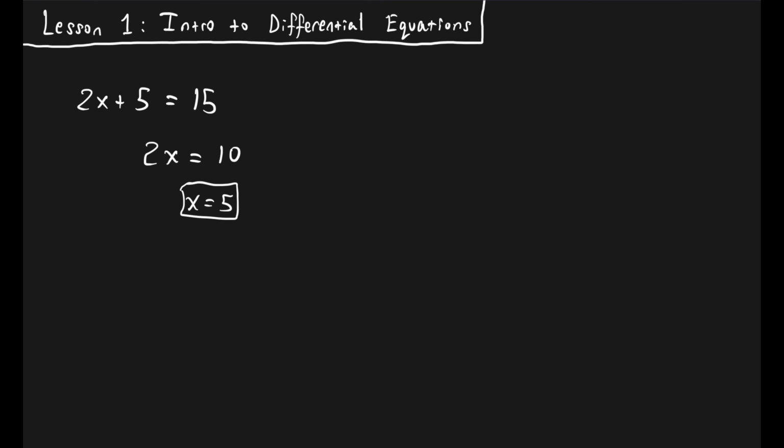Now, solving a differential equation isn't much different from that. The only difference is we're not looking for a single number. We would instead be looking for an unknown function that satisfies a condition posed by the differential equation. Now let's take a look at what that really means.